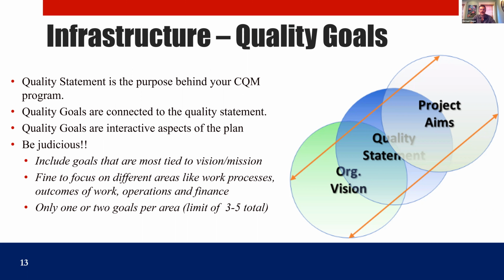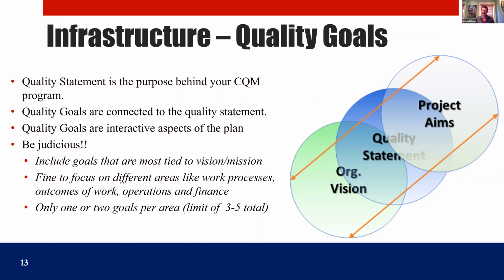So getting back into the infrastructure and thinking about that piece of the quality plan, really what we're trying to do here is distill our quality culture and our quality goals. Our quality culture is embedded in the quality statement, and it really is the purpose statement behind your CQM program. The way that these things should be aligned is that you have an organizational vision, and your organizational vision usually has a mission that helps to bring that vision to life. And those are tied to the quality statement, because you wouldn't want a purpose statement for your quality program that is completely out of whack with or misaligned with your organizational strategic plan, your organizational vision.